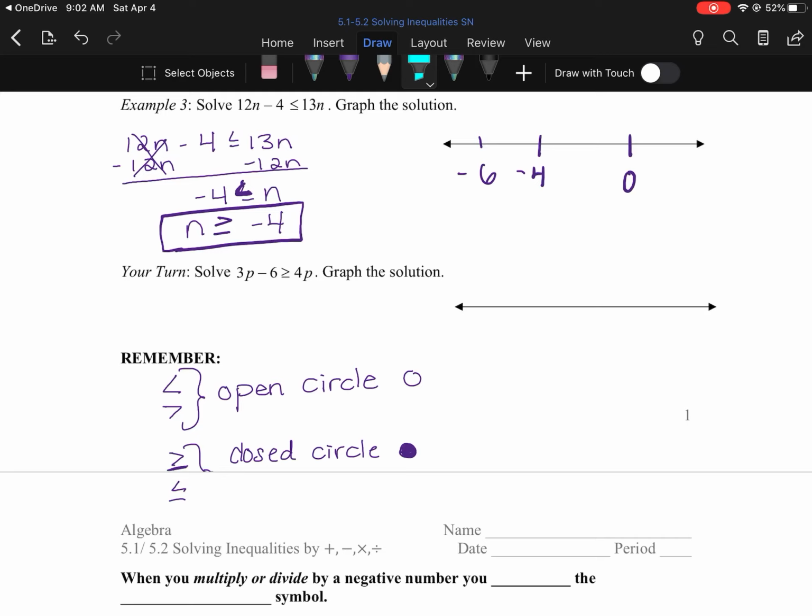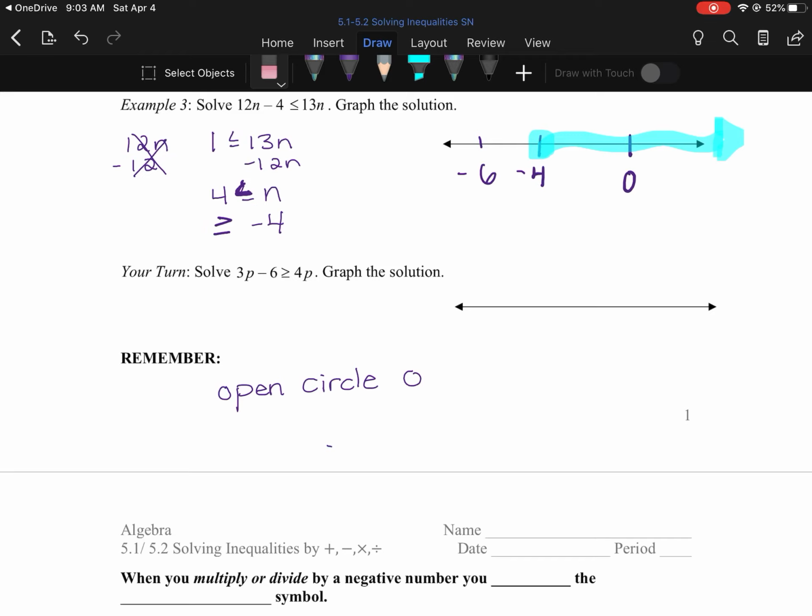All right, so now going back to example 3. We are going to put a closed circle at negative 4. So I'm going to color it in, and then it says it's greater than negative 4. So larger numbers always go to the right on the number line. So there's my graph. All right, take a moment, try the your turn, and then come back and double check your work.